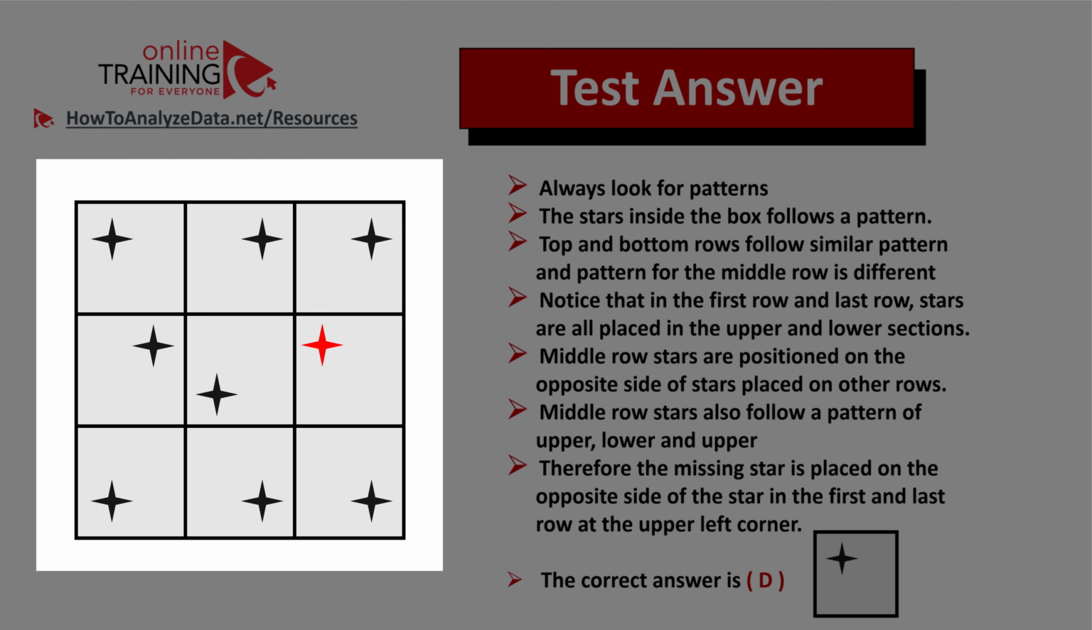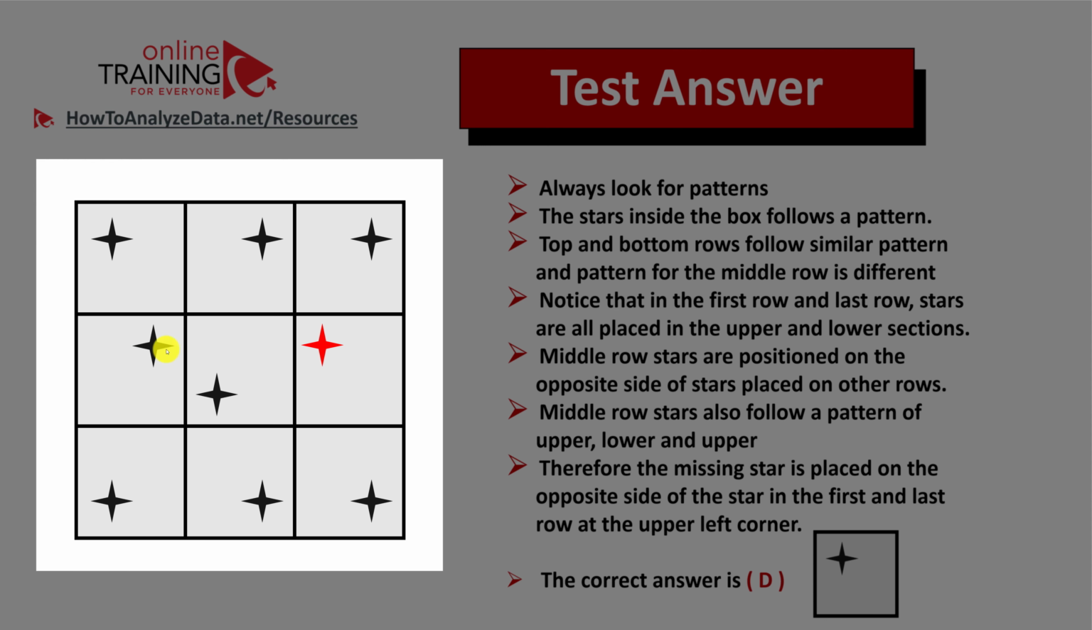The first pattern is that the top and the bottom rows follow similar patterns. You see the location of the stars. For the top row, they are at the top, and for the bottom row, the stars are at the bottom part of the bottom row. If you follow the middle row, you will see that the stars in the middle row follow a completely different pattern. The first middle row star is at the top, then bottom, then the next one logically would be at the top again.